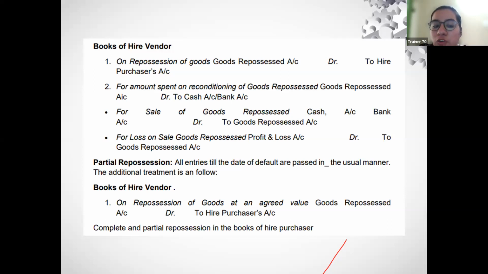Next is in case of partial repossession. You are not repossessing wholly, but only part is being repossessed. In that scenario also, all the journal entries till the time default happens will remain the same. After that, in the books of the hire vendor, what journal entries will be passed? On repossession of goods at an agreed value, the entry will be goods repossessed account debit to hire purchase account.